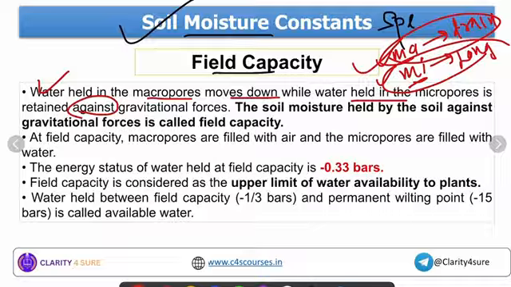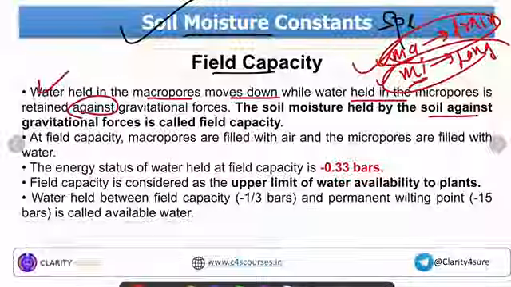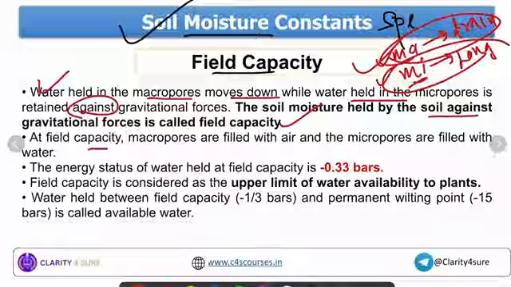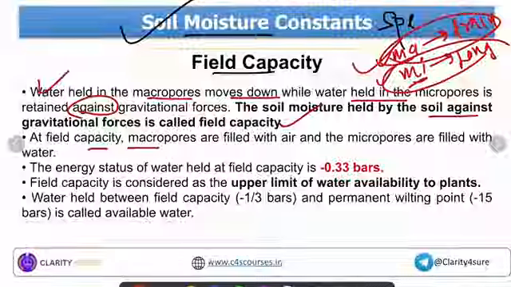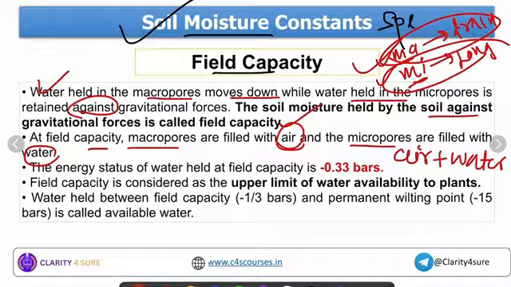So the field capacity is the soil moisture which is held by the soil against the gravitational force, and this is what is called field capacity. At the field capacity, the macropores are filled with air and the micropores are filled with water. So there is an equal, balanced combination of water and air present in the soil, which is the ideal condition we want.